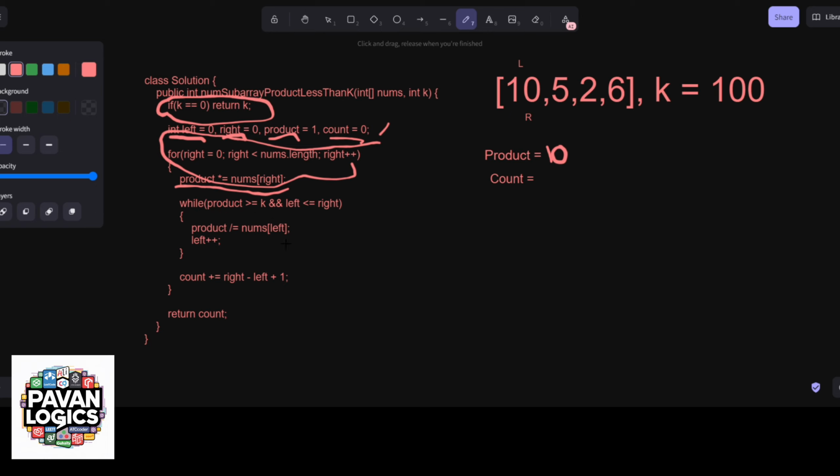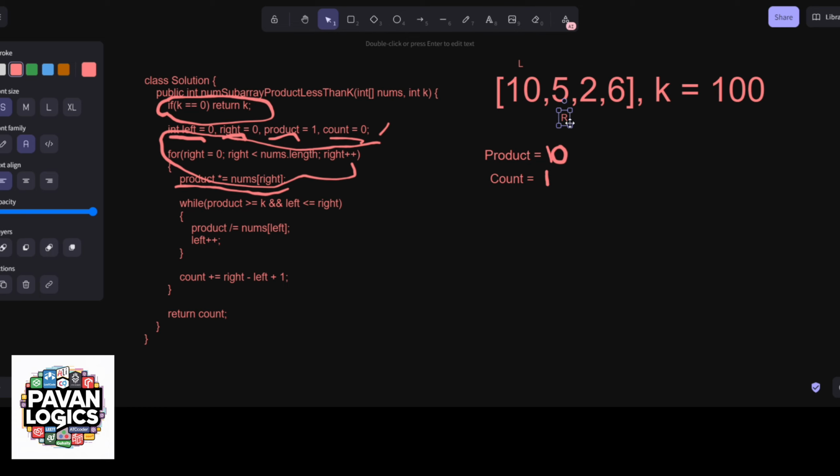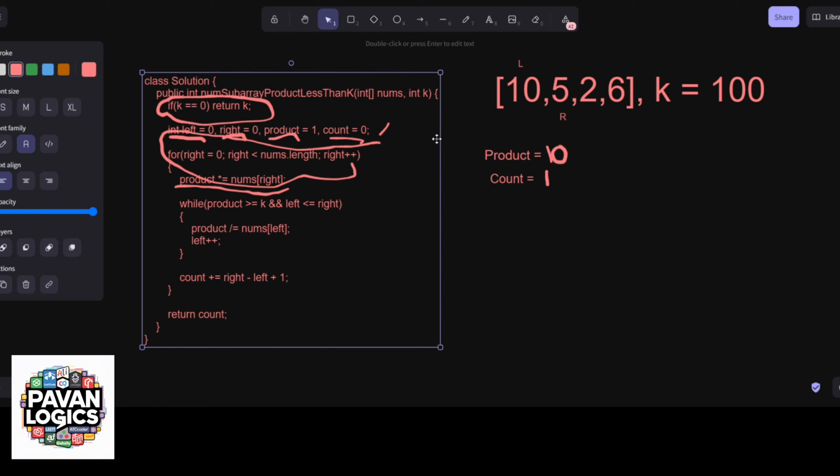Then if the product is greater than k, we will be moving left until right. Here the product is not greater than k, so we will be incrementing the count. Count will be right minus left plus 1. So 0 minus 0 plus 1 will be 1. So count will be 1. Then next right will increment to index 1.